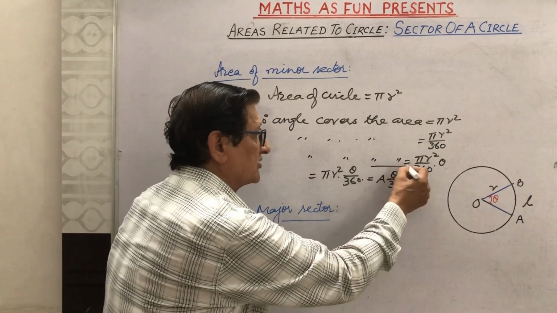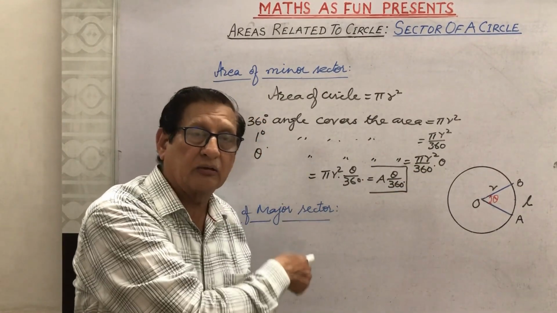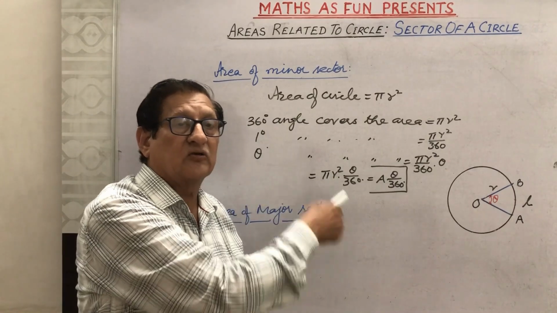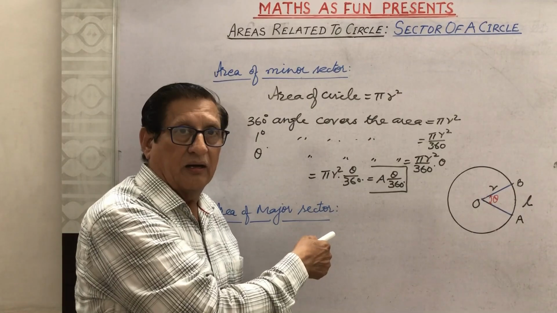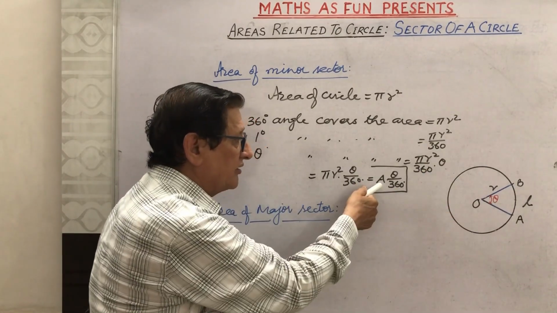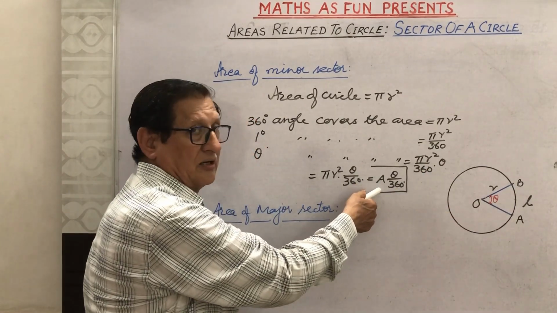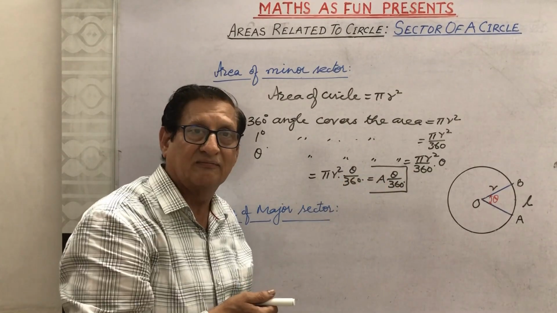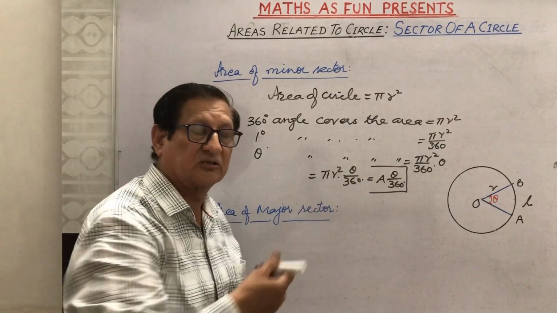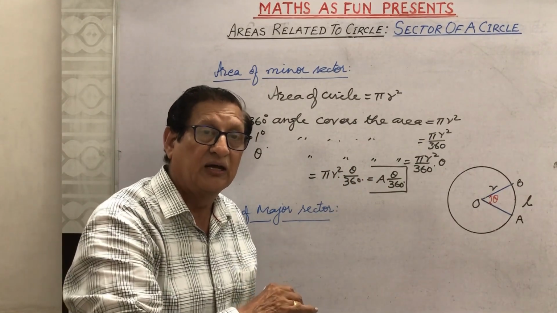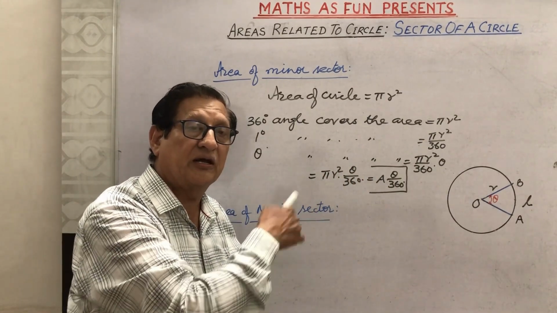Why are we using this here? To compare the length of the arc and the area of the sector. In the length of the arc, we had circumference C into theta upon 360. And to find the area of the sector, we have A into theta upon 360. These are similar formulae, the only difference is C and A.